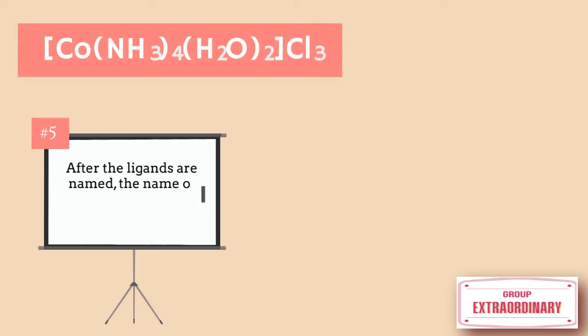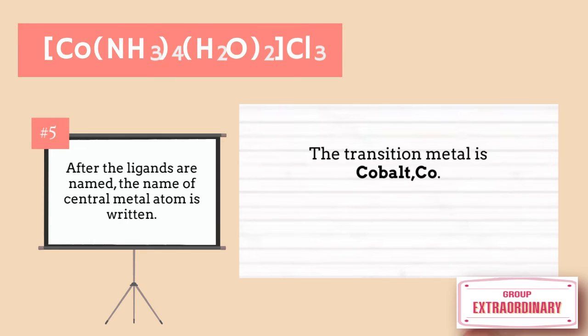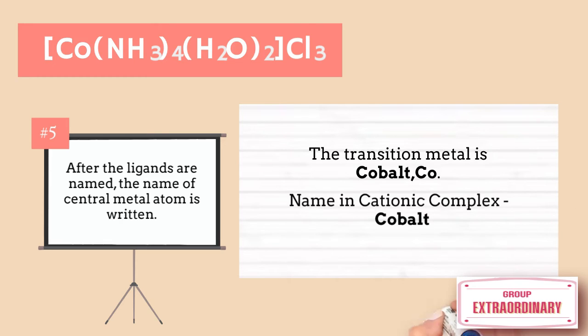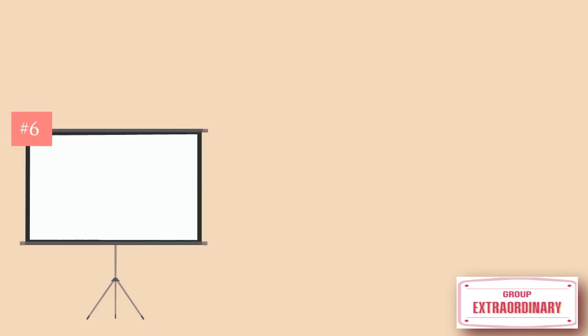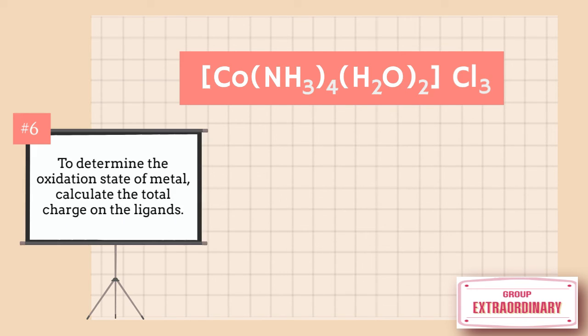Let's look at our metal. You can see we have cobalt, the transition metal. So, the name in a cationic complex will be its usual name, which is cobalt. Lastly, how do we know the oxidation state of this cobalt ion? Whether it is positive 2 or positive 3? Based on the last rule, we need to determine the oxidation state of the metal. So, we put cobalt as our X.